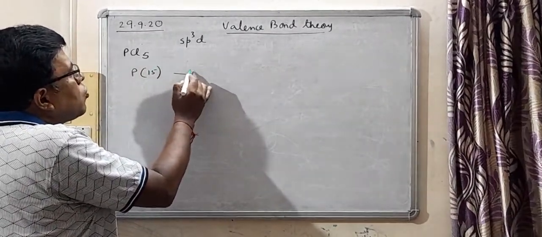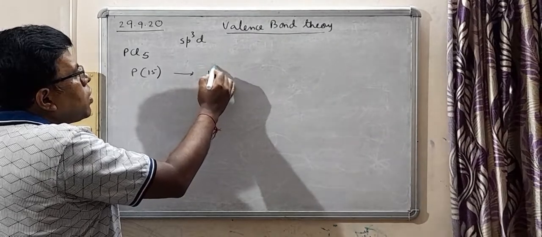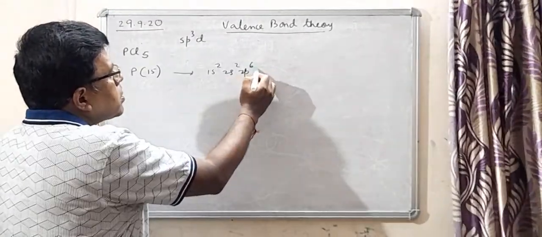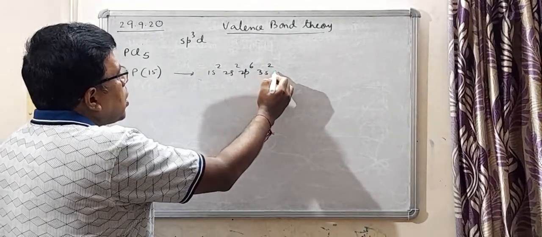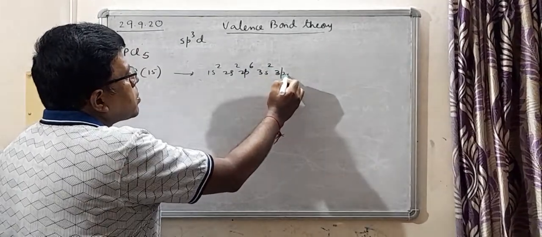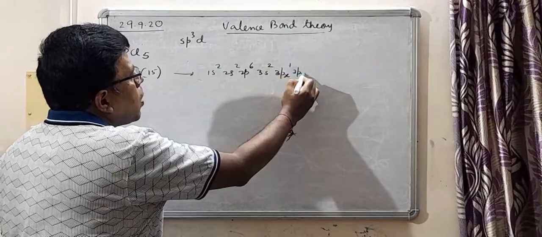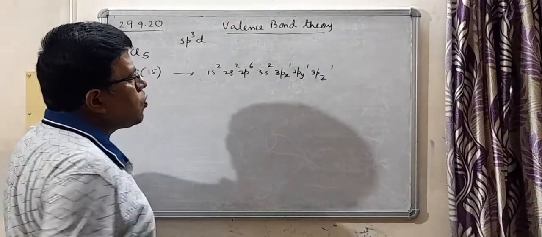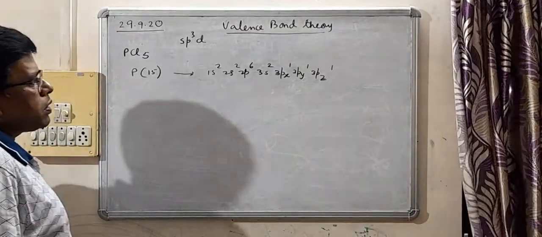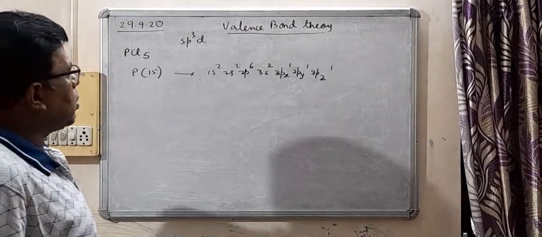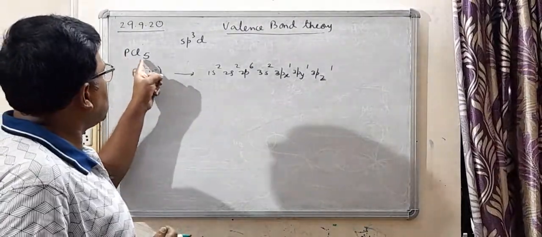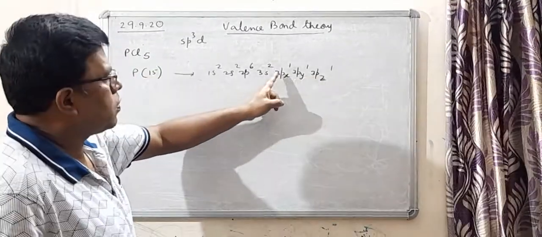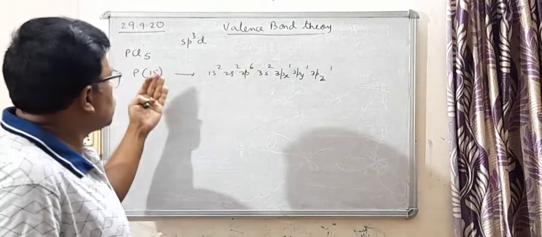So its electronic configuration is 1s2, 2s2, 2p6, 3s2, and 3px1, 3py1, 3pz1 according to Hund's rule of maximum multiplicity. So here you see we need 5 bonds, but we have only 3 half-filled orbitals. So we have to do excitation.